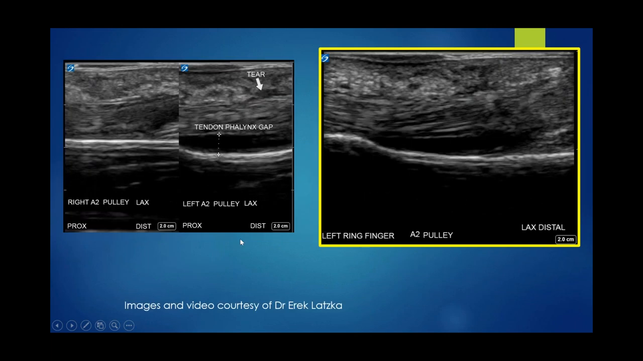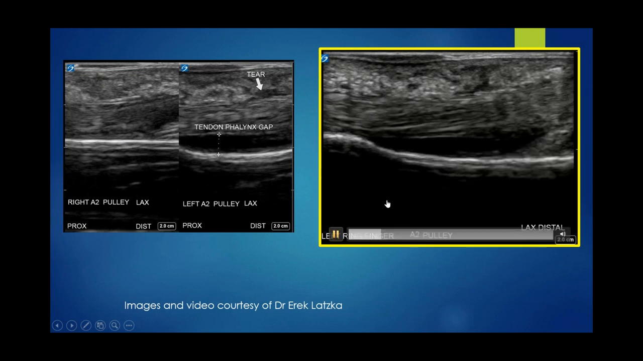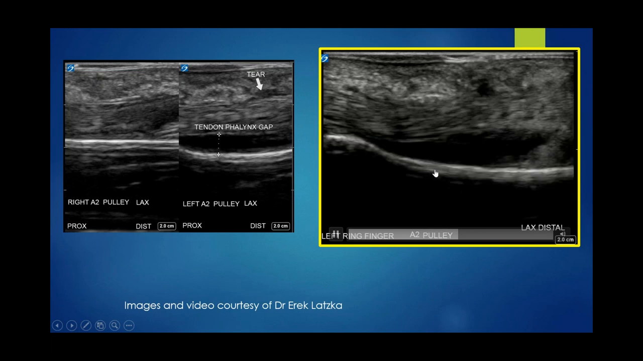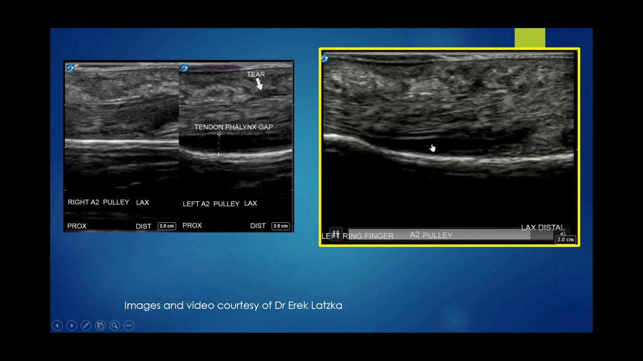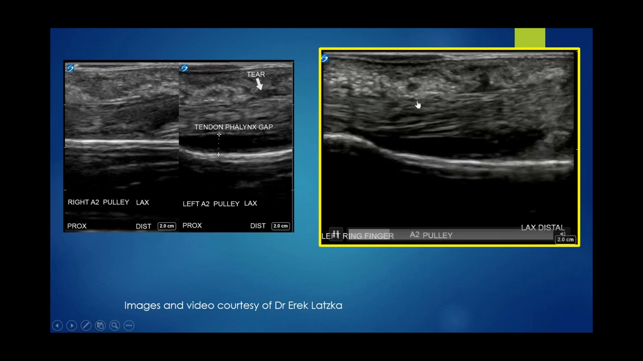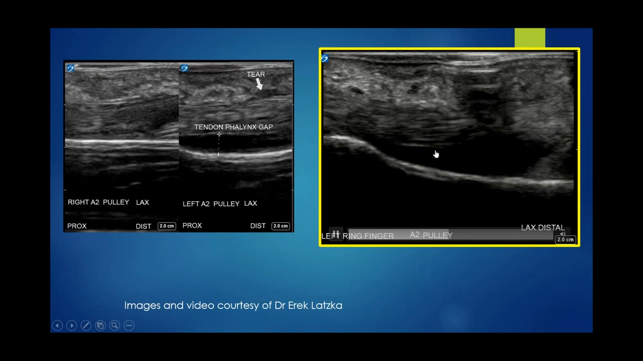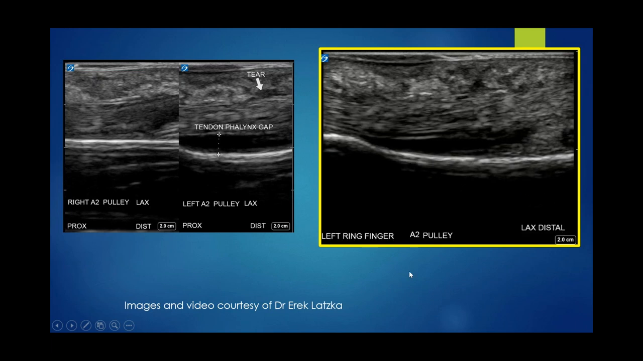Here's an example of an A2 injury. The left image here shows both the right normal side and left involved side. As you see on the right side, the tendon's held immediately adjacent to the bone, whereas on the injured side, it's held up off the bone through this effusion. This video here shows that the tendon is moving away from the underlying bone, again signifying injury to the overlying pulley. In this case, it's the A2 pulley.